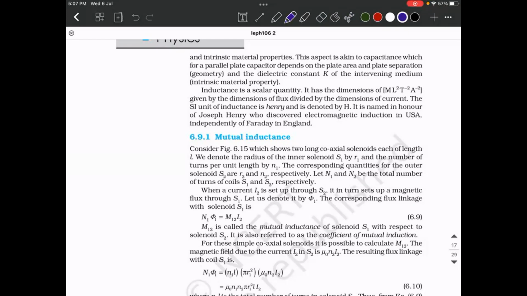There was one inductor. That inductor can be any closed coil. It need not be a solenoid. For the sake of understanding, there is a basic symbol for an inductor, but that doesn't mean the inductor is always a solenoid. An inductor can be some coil. So when I talk about self-inductance, current is passed through the coil.